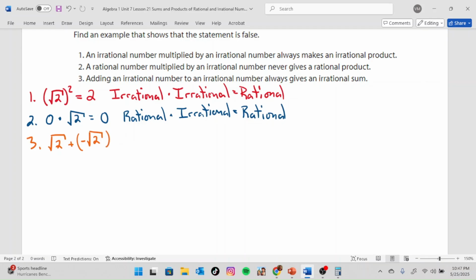These opposites are going to add together and equal 0, which means we took an irrational number, we added it to another irrational number, and yet we somehow got a rational sum. And that's because of that special case rational number that is 0.